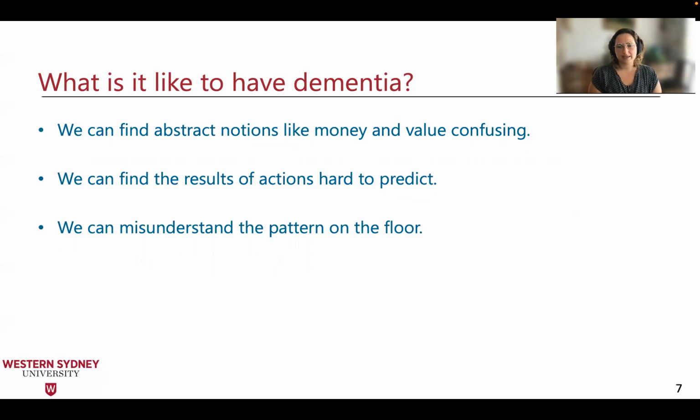And you can also understand how people can be very much taken advantage of in these situations as well. We can find the results of actions hard to predict, so the cause and effect of what your actions are, doing one thing and understanding the consequences of those. And we can misunderstand the pattern on the floor. So there might be something on the ground in front of them, it might be a tile display, and it may become very confusing because they're unable to easily process the detailed information that is there.